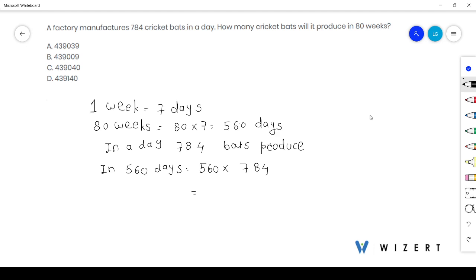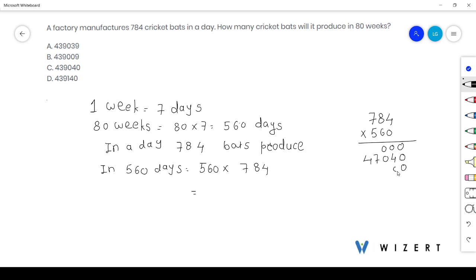We can multiply this by 784 into 560. Now any number multiplied with 0 gives 0. Add 0 to the units place. 6 4s are 24. Carry 2 forward. 8 6s are 48, plus 2 is 50. 5 carry forward. 7 6s are 42 plus 5 is 47.